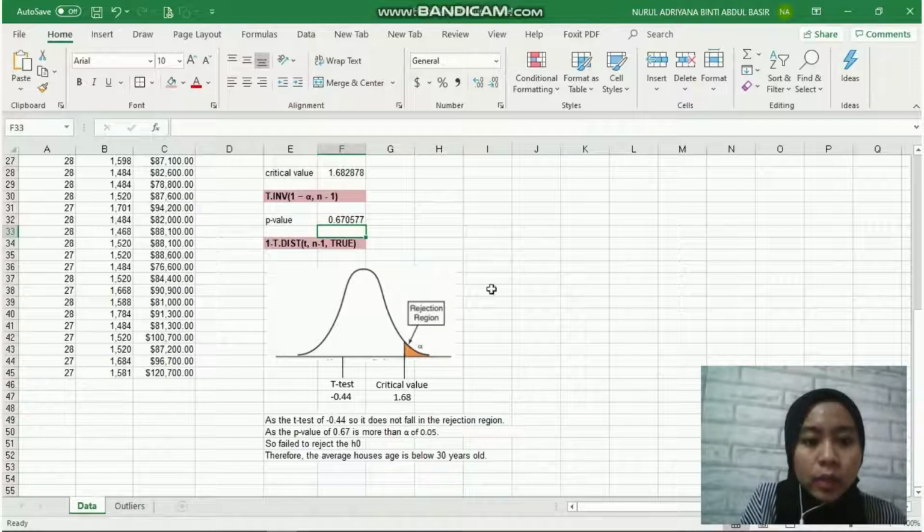and as the p-value of 0.67 is more than alpha of 0.05, so it fails to reject the H null. Therefore, the average house's age is below 30 years old.